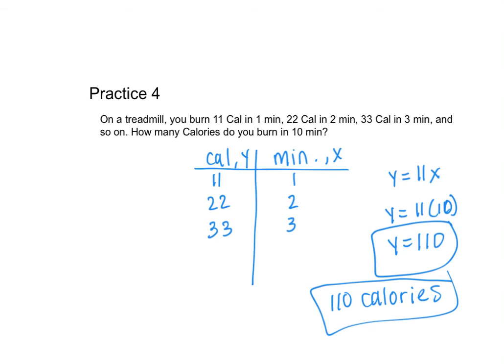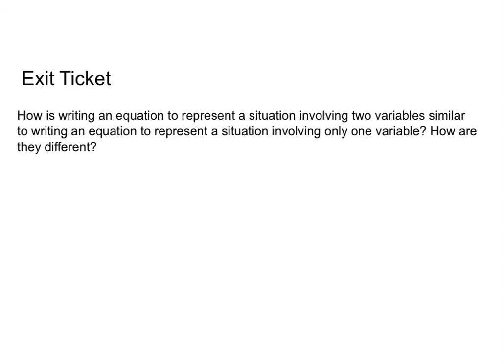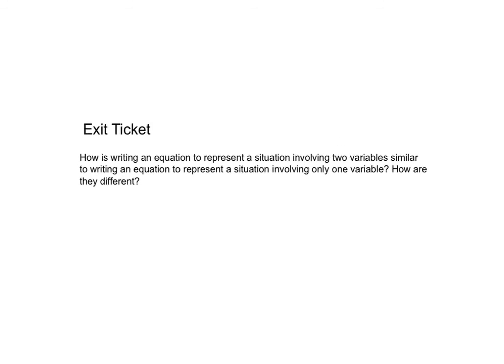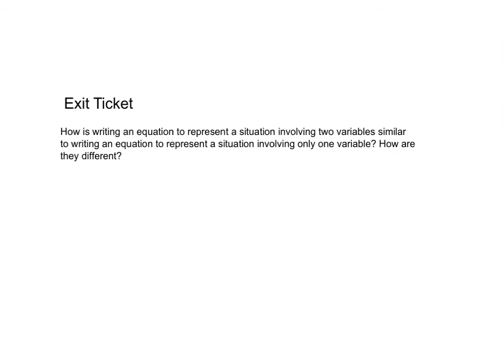Practice problems. If we were to take this one, we didn't know how many calories we were going to burn in 10 minutes. Okay. But by setting up an equation, we were able to find that. Give those a try. I want to leave you guys with an exit ticket. How is writing an equation to represent a situation involving two variables similar to writing an equation to represent a situation involving only one variable? And how are they different?